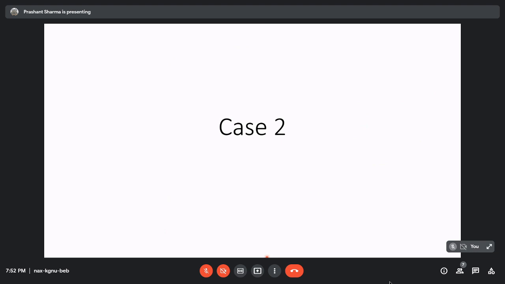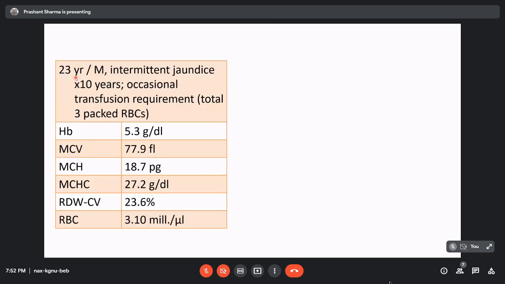Moving on to case two. This was a 23-year-old male, and he's been complaining of intermittent jaundice for the last 10 years. He's also required occasional transfusions, but very occasional. There's a history of a total of 3 packed RBCs in the last 10 years. He's now come to the hospital because his hemoglobin has dropped again. It is 5.3, so there's severe anemia.